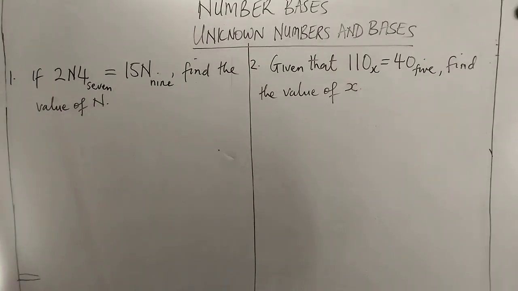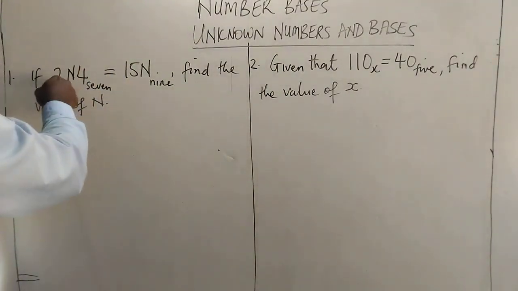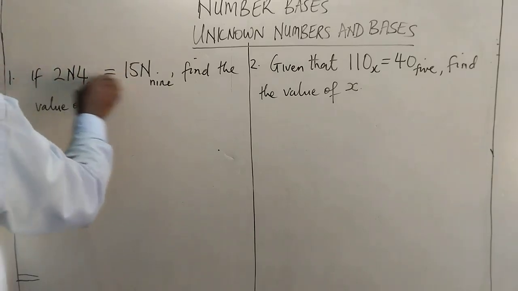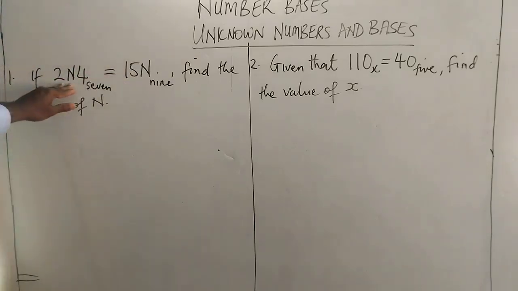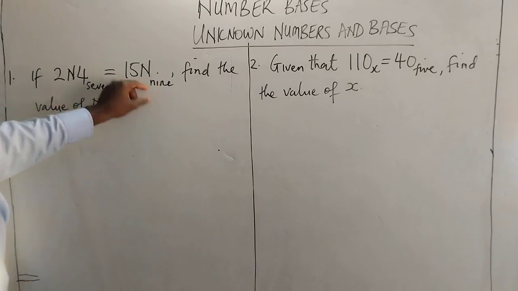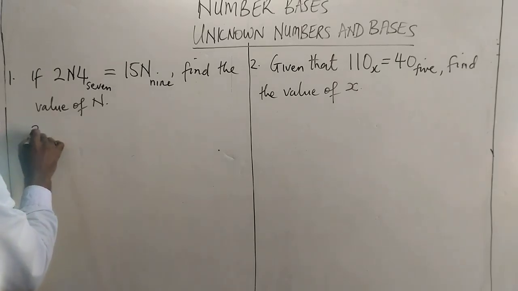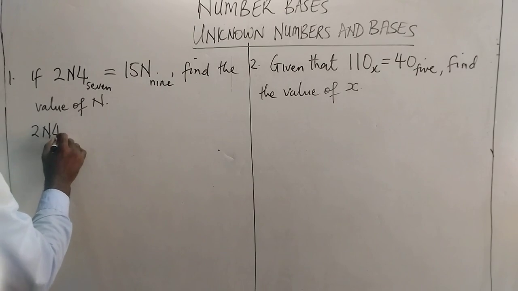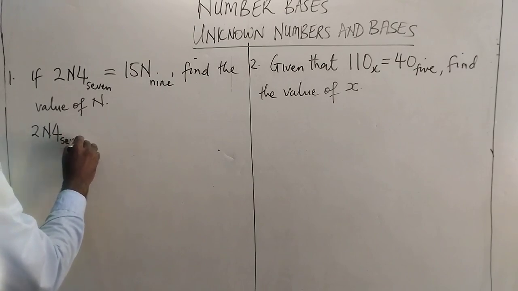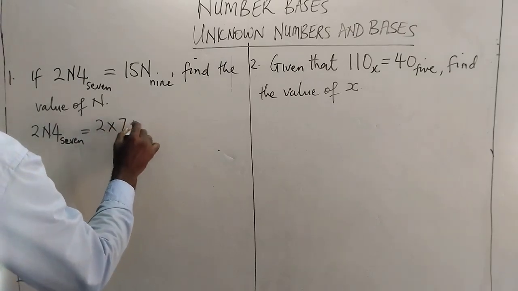To solve this question, first of all, you need to convert the two sides of the equation to base 10. That is, 2n4 base 7, convert it to base 10, and 15n base 9, convert it also to base 10. I'm using expanding to a given base.